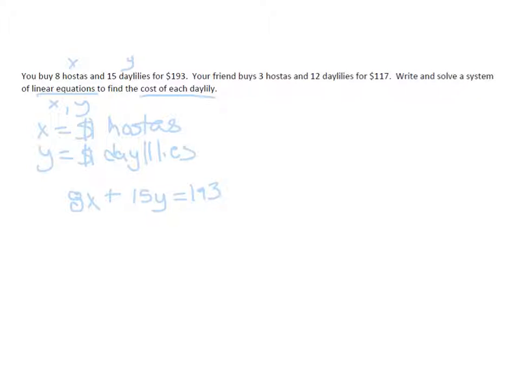Then you have your friend who buys 3 hostas. Do we know how much they paid for? No. So it's 3 times whatever the price is. They also bought 12 daylilies. I don't know what that cost is. So we're going to do 12 times whatever the cost is of each one, equals 117. Again, you're going to take those costs and add them together to get your total.